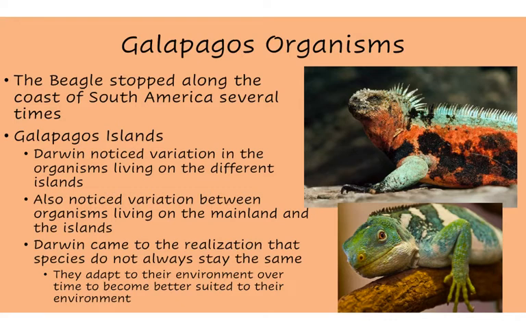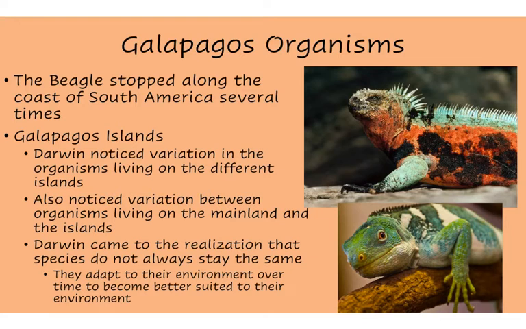So the Galapagos Islands are along South America, and I probably should have put a map in here for you guys to see, but there are many of them. So the HMS Beagle stopped along the coast of South America several times at these different Galapagos Islands. And Darwin noticed a lot of variation, not only between the organisms living on the different Galapagos Islands, but also between the organisms that were living on mainland South America. So he noticed variation between these organisms, and he came to the realization that species don't always stay the same, meaning they change over time.